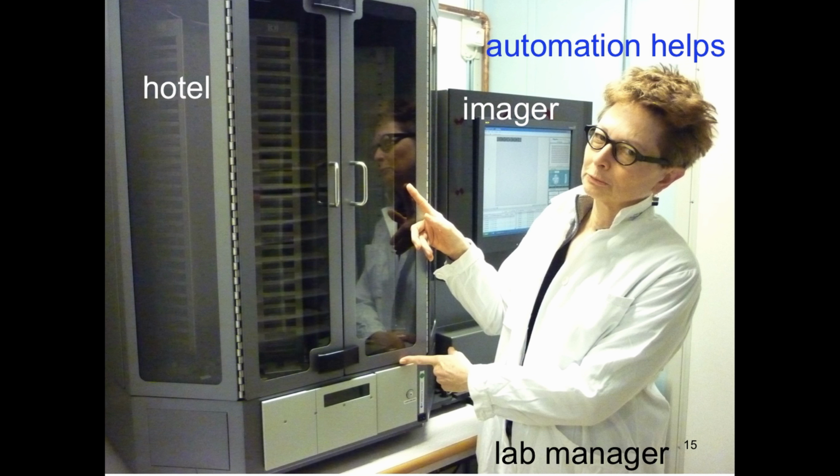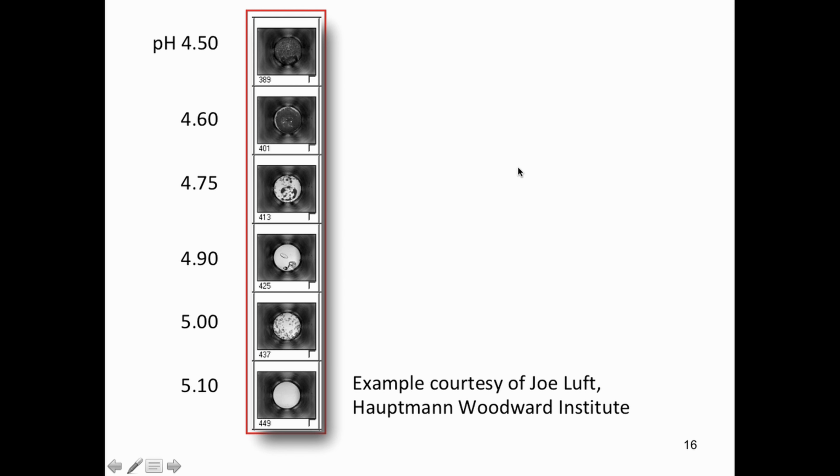But let's take a look at what the images that the imager takes might look like. For this example, I got this from my friend Joe Luft, who is in charge of the crystallization platform at a high throughput institute called Hauptmann Woodward, which is located in Buffalo, New York. A high throughput facility might do easily 900 of these plates per month. At our academic platform, we do about 900 plates per year.